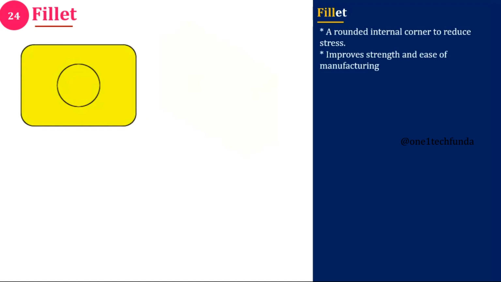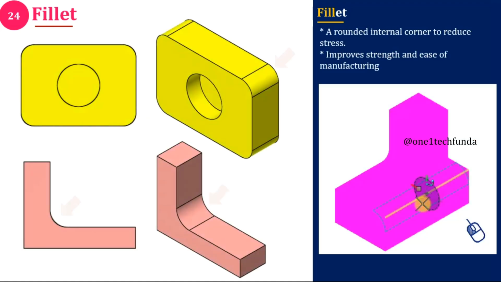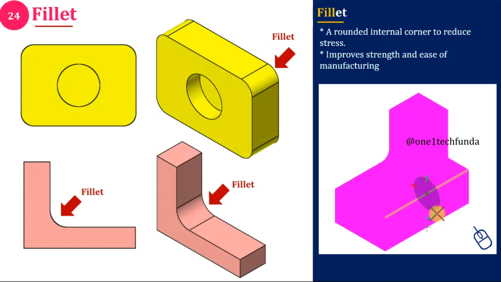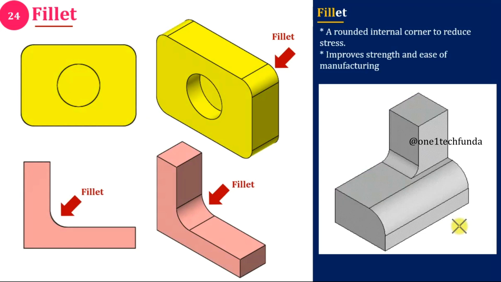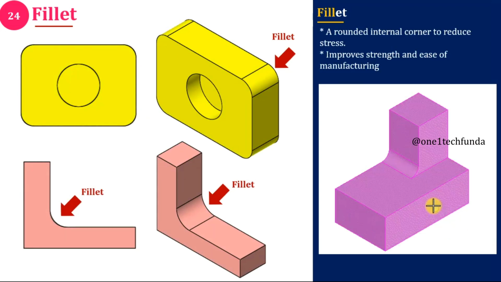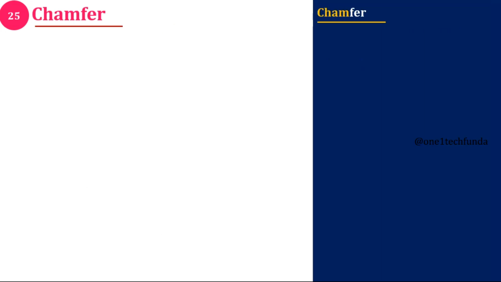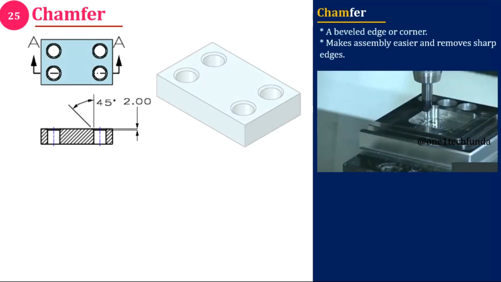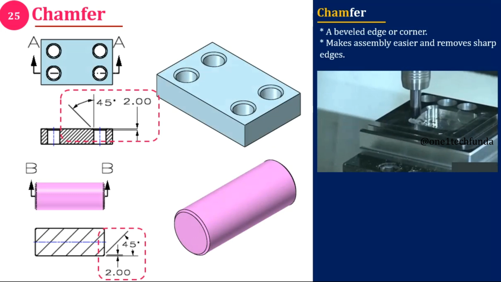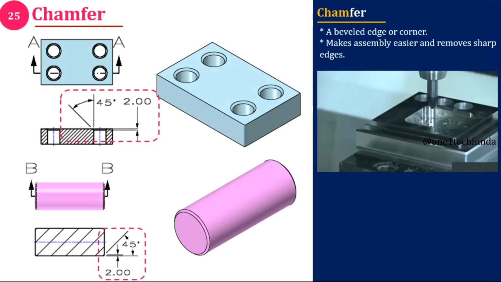Fillet. A fillet is a rounded inside corner. It is used to avoid sharp corners. Fillets improve strength by reducing stress concentration. Chamfer. A chamfer is a beveled or angled edge and used to avoid sharp corners. Chamfers help in easy assembly and safety.